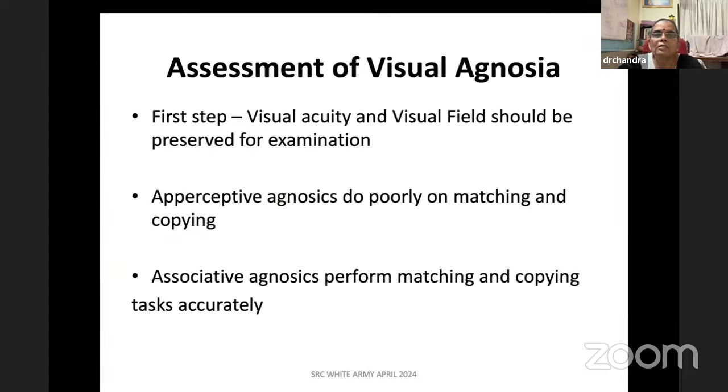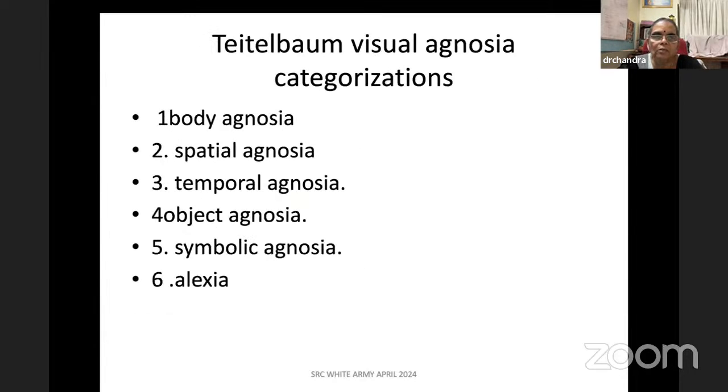At the first step, visual acuity and visual field should be preserved. Apperceptive agnosias do poorly on matching and copying. Associative agnosias can copy and can match, but they cannot name. As I said, in apperceptive agnosia, the object is not perceived. In associative agnosia, it is perceived, but not associated.